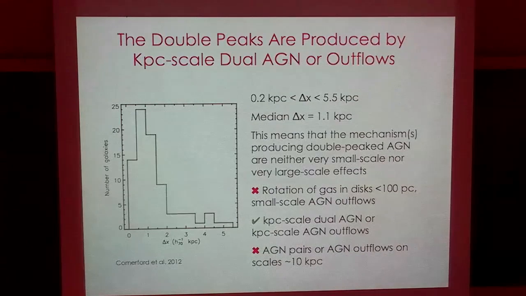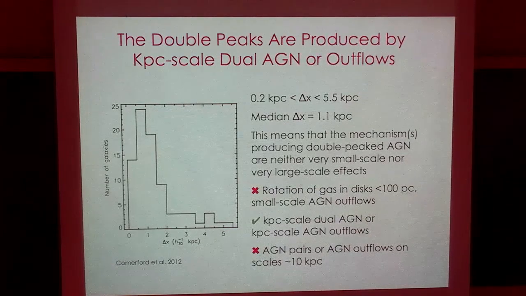Well, the narrow line region is about 100 parsecs. Is that how we should interpret the lack of small separation? Rotation, the first X over there, the rotation of gas in this less than 100 parsecs. Without the small.